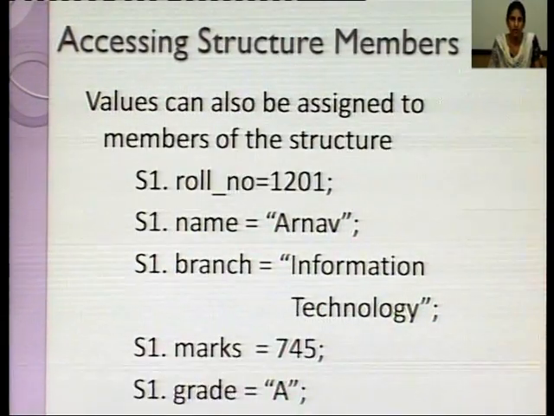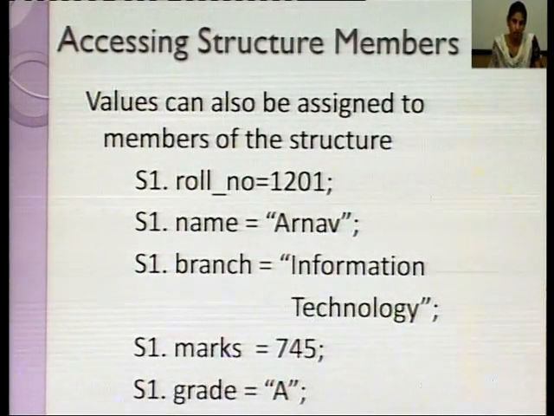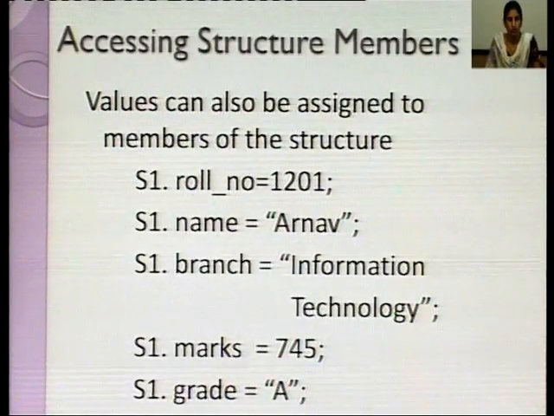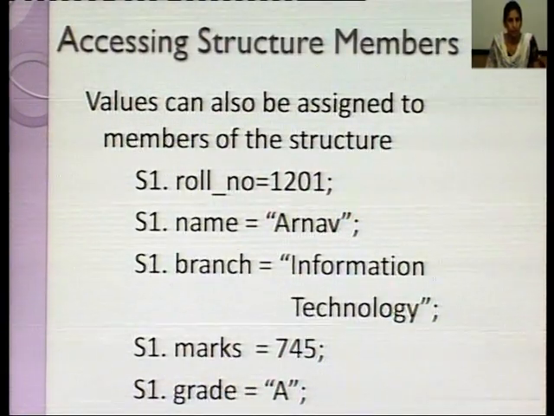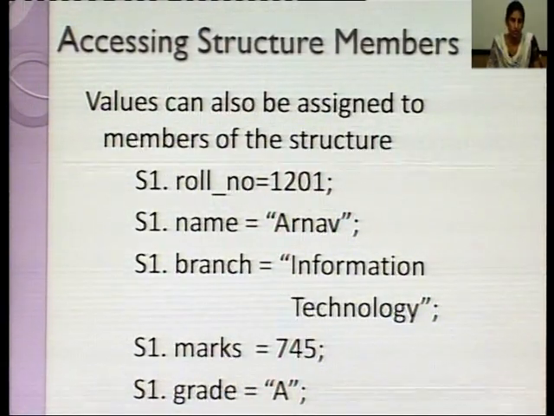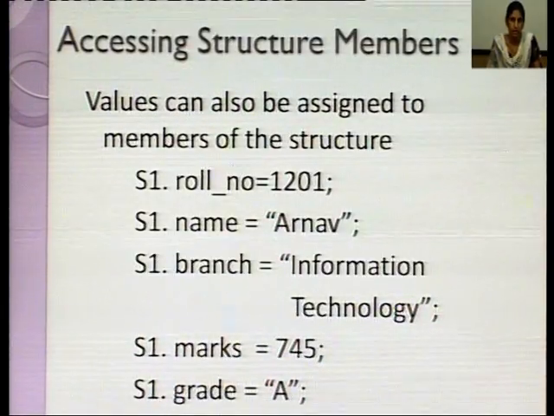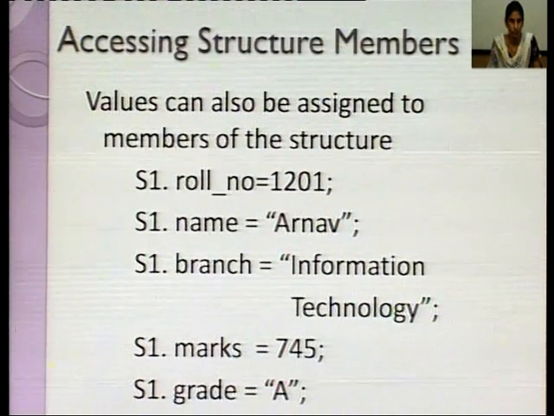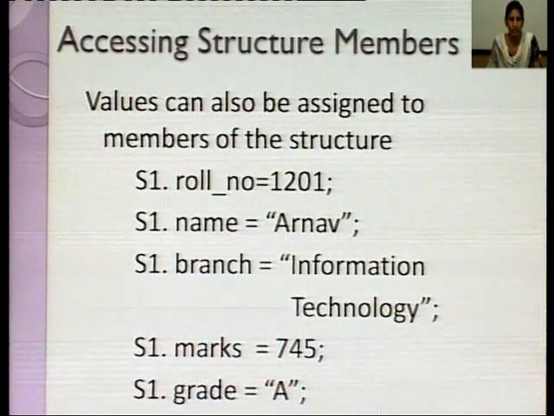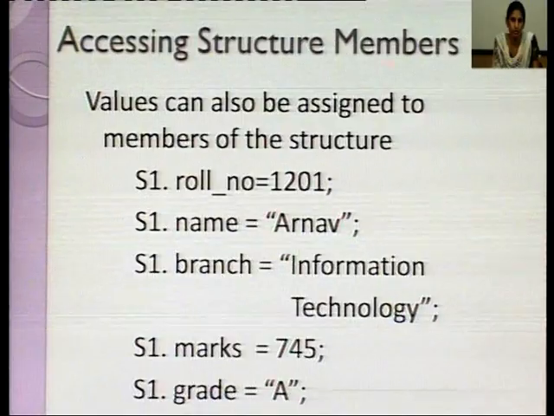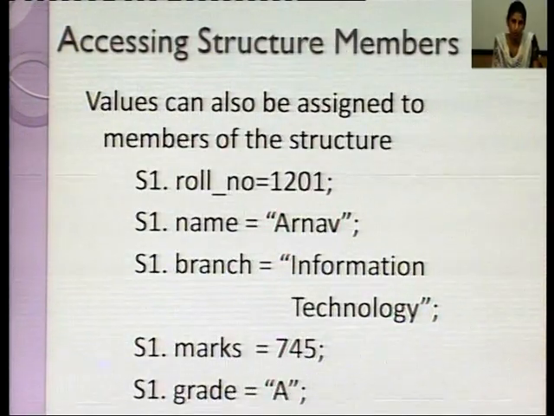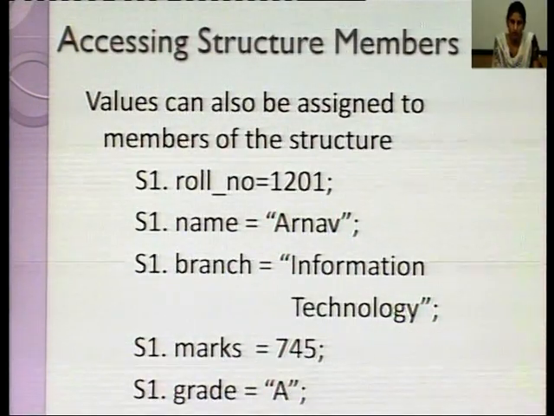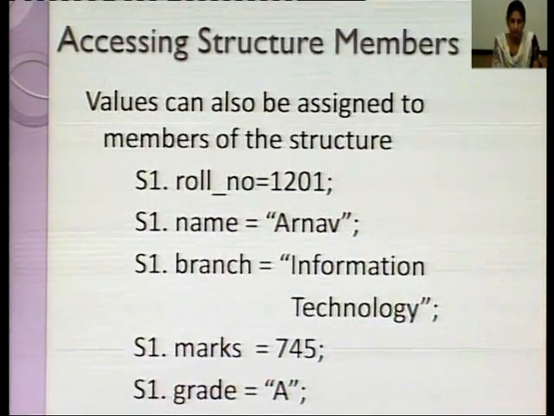Values can be assigned to members of the structures like the following. Like we want to assign a value 1201 to the roll number variable, that is s1 dot roll number equal to 1201. It means we are assigning the value 1201 of integer type to the roll number member of the s1 structure.